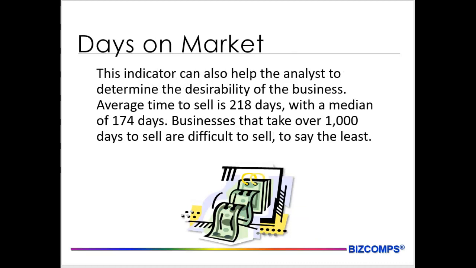This indicator can help also the analyst in determining the desirability of any given business. If you're looking at the business that you've selected in the sample, you can look and see how long it took each one of them to sell. The average selling time in the database is 218 days with a median of 174 days. So if a business sells in 90 to 100 days, it would tend to indicate it's a pretty desirable business, or maybe it's just priced really well. However, if a business takes over 1,000 days to sell, that tells you that's a difficult business. Maybe it's a difficult category, or it may have been overpriced and it took the seller a while to reduce the price to where it would sell.